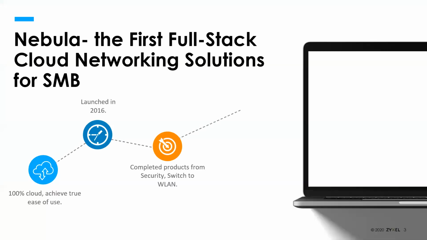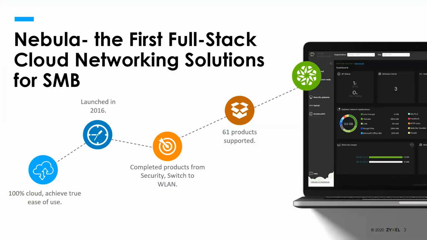So we'll start by talking a little bit about what Nebula is in general. As you see here on the slide, we call it the first full stack cloud networking solution for SMB. We launched this all the way back in 2016. At that time, the main players in this cloud managed space were Cisco's Meraki and Aerohive, and both of those were really heavily focused on the enterprise space.